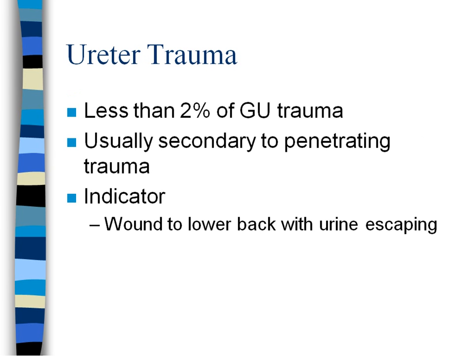Ureter trauma, less than 2% of GU trauma, usually secondary to a penetrating trauma. Okay? Because it's such a free-flowing small structure, it's usually not going to be a huge target or have huge problems for blunt trauma. It's usually the bigger structures that get the brunt of it. Okay? Usually secondary to penetrating trauma, again. Indicators, wound to the lower back with urine that's escaping. Now, are you going to see that? Maybe. Is it mixed with the blood? Who knows? Okay? Did you have a question? No?